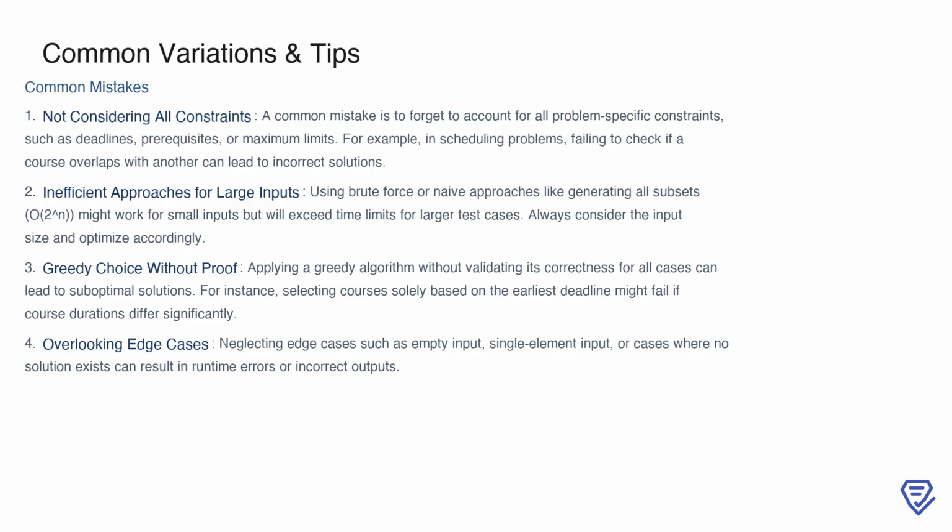Additionally, relying on a greedy algorithm without proving its correctness can be risky. For example, if you always pick the course with the earliest deadline, it might seem intuitive but fail when course durations vary significantly. Lastly, edge cases often trip up solutions. Scenarios like empty input, a single course, or cases where no valid schedule exists should always be tested to ensure your solution handles them gracefully.